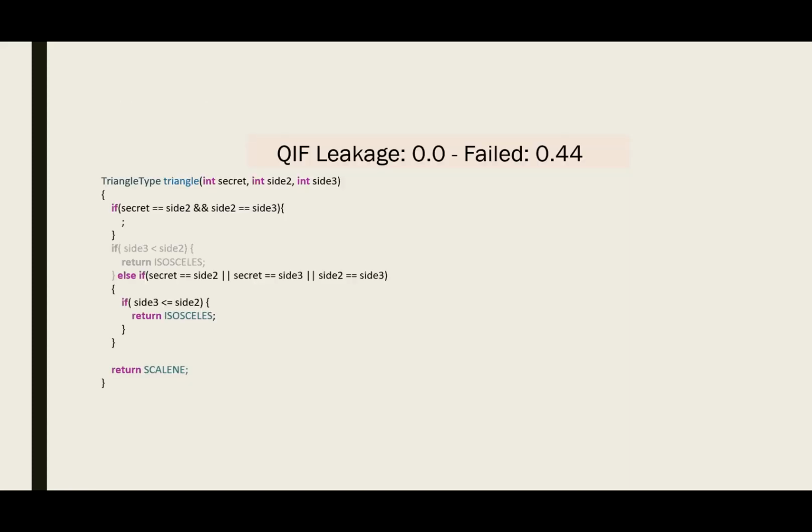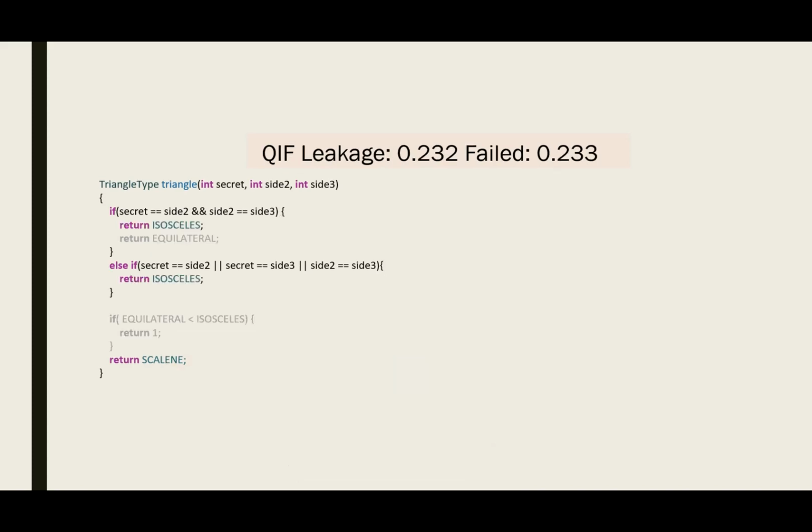So let's look at a couple of examples. If we look at something that had leakage of 0 and fail rate of 0.44, this is what actually happened. It basically took out all of the equilateral, and it's returning either isosceles or scalene. This one we've seen before already. So basically this is returning isosceles when it should be returning equilateral. It just removed the equilateral here. That's what this one has done.